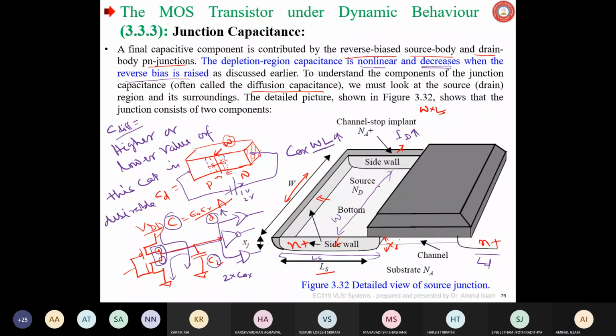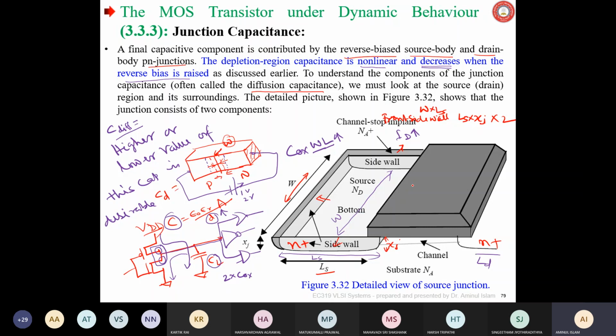So the front side wall, if you consider it, what will be the area? It is LS into xj. Similarly for the back side wall, so we'll just multiply by 2.